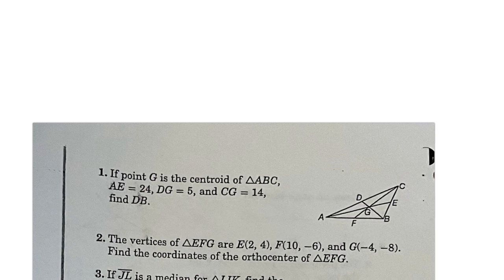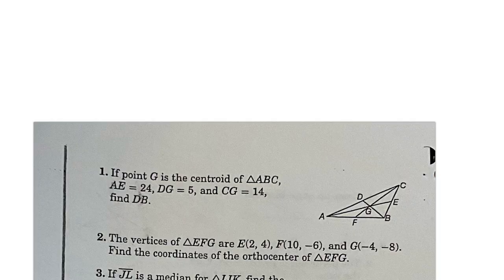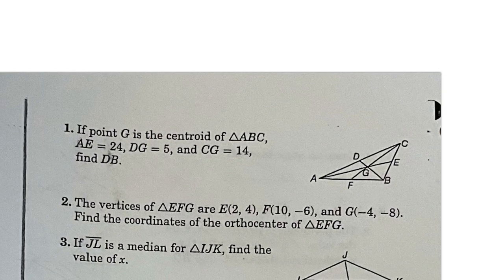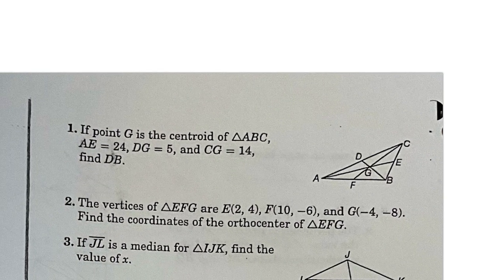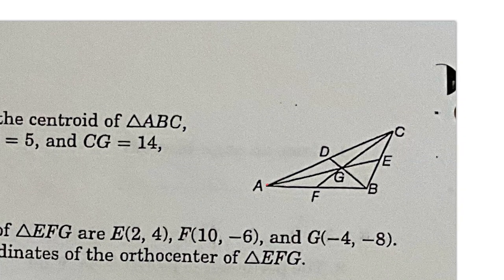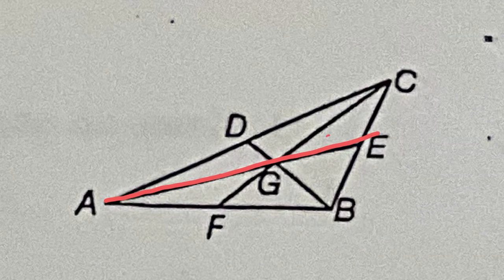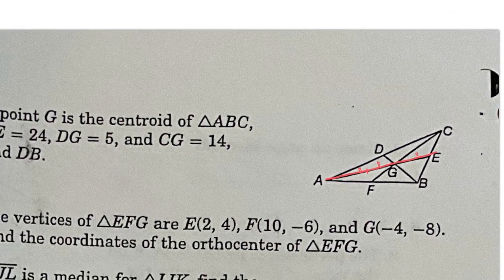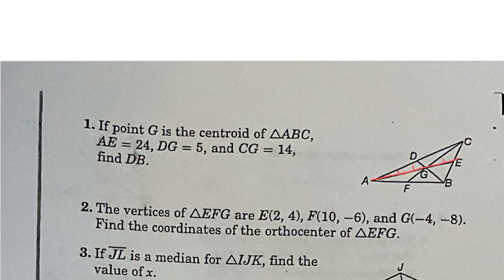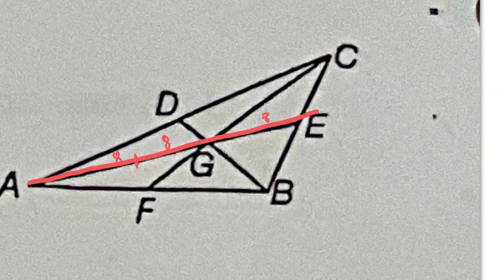Okay, point G is the centroid. All right, the moment they say that, you know we can label it in the awesome way. So AE is 24. They're talking about how the red AE is 24. Now let's be very clear. That makes this part 8. This is 8. And this is 8. Cool.